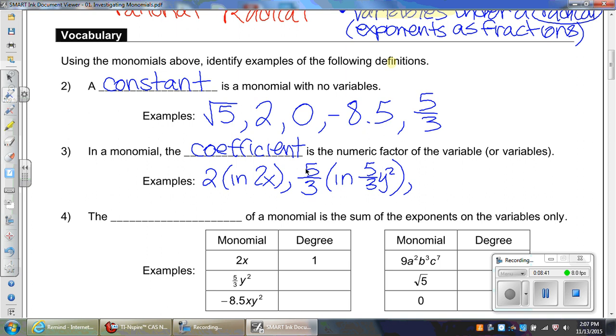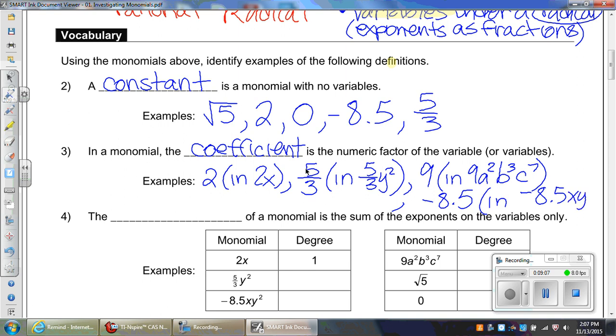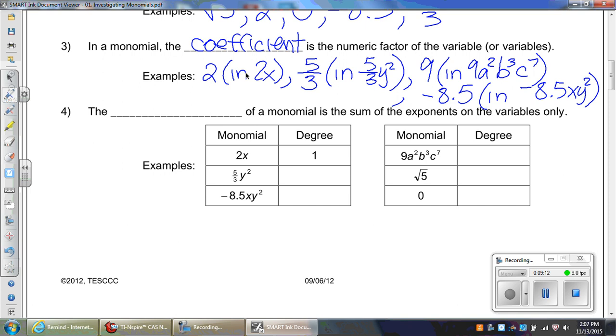Okay, so we will say the whole thing in 5/3 y squared. Okay, Destiny? 9 in 9a raised to the 6th power, b raised to the 8th power, and c raised to the 7th power. Very good. And we have one more. I'll do that one. So the last one will be negative 8.5 in the monomial negative 8.5 xy squared.